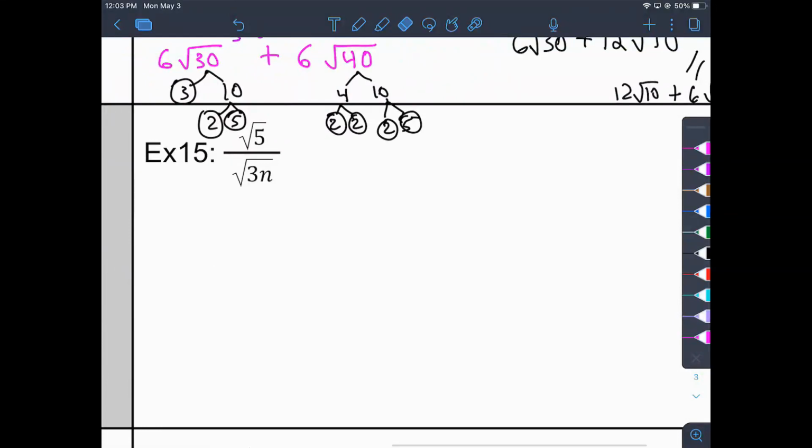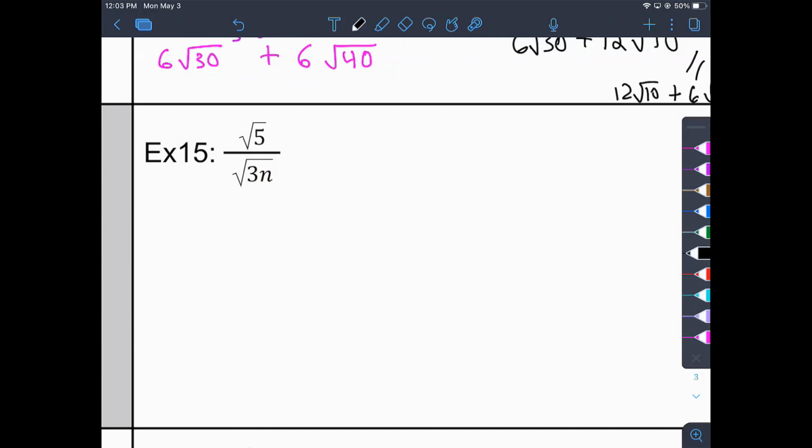I'm going to erase these. They're just in my way, so I'm just going to get rid of them. Notice that I have a root on the top, which, by the way, root 5, since 5 is a prime number, it's not going to reduce. And then I have another root on the bottom, this root 3n.